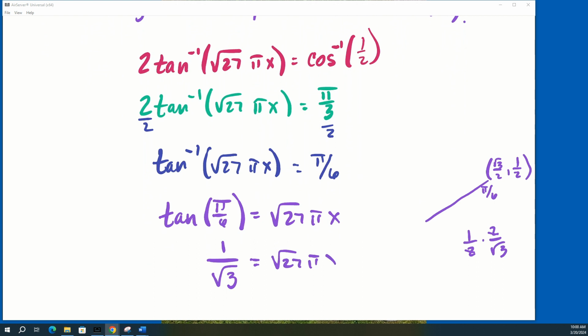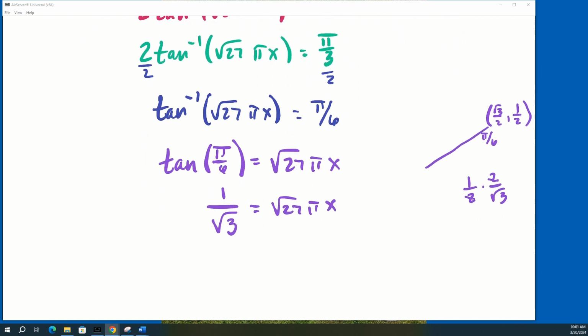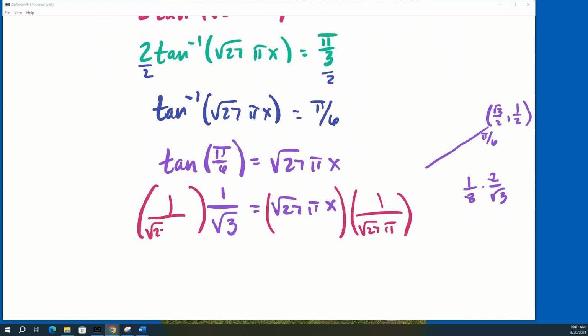All right, and now we just need to solve this for x. So we would divide by the square root of 7 pi, which is kind of weird. So when I worked it out instead, I multiplied by the reciprocal of that. All right, so that cancels out over there, and you are just left with x.